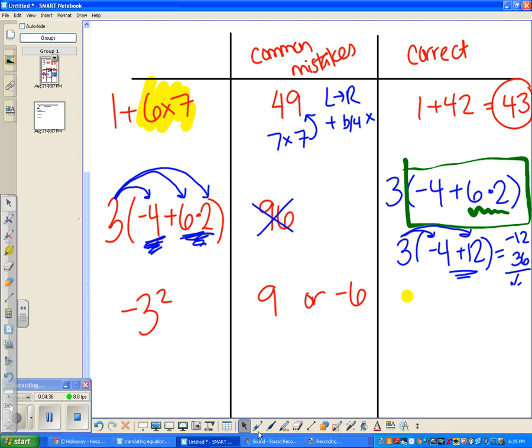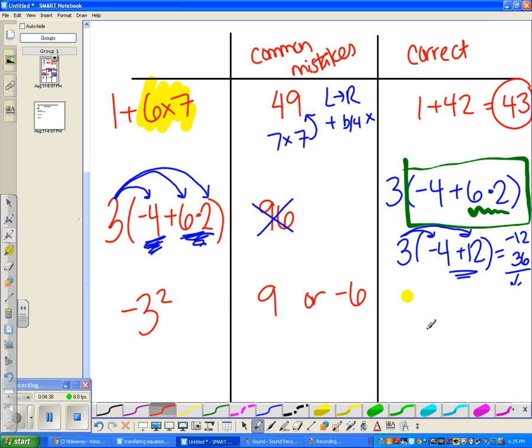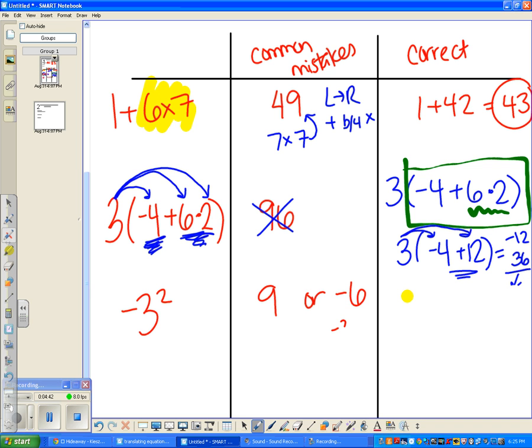The negative 6, again, they just don't have a clear idea of exponents, and they think it's negative 3 times 2. But we know exponents really means we're multiplying this number by itself. So the people who think 9, they're thinking we're multiplying negative 3 times itself 2 times and getting 9. However, that would be correct if I said it was the quantity of negative 3 squared.